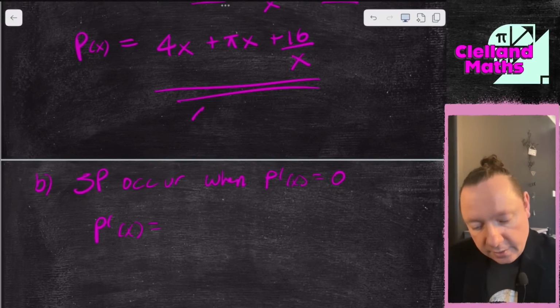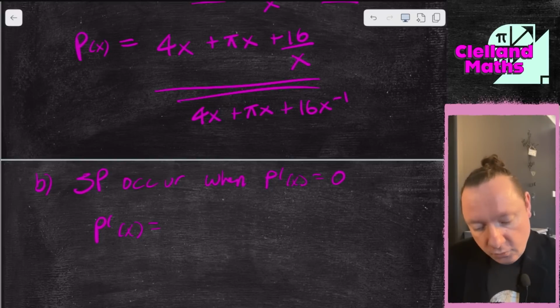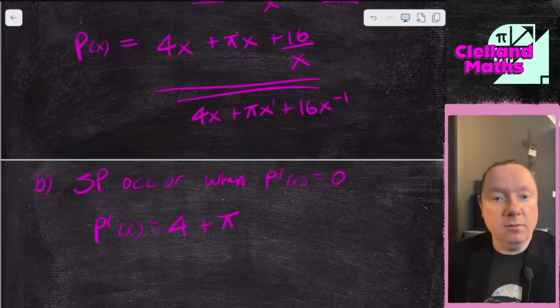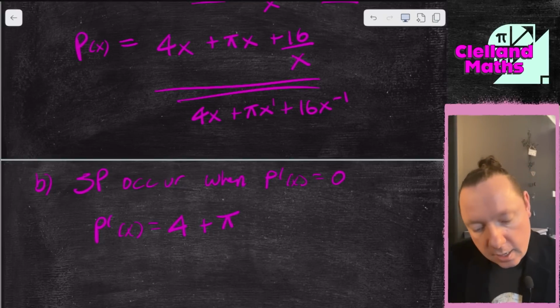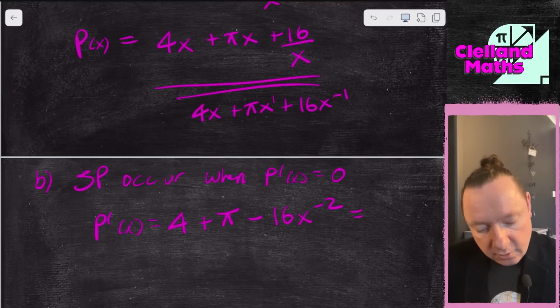Let's just get this ready to differentiate. 4x plus pi x, pi is just a number, plus 16, and then just take the x up to a minus 1. So 4x becomes 4. Pi x, that's a power of 1, 1 times pi is pi. X to the 0 is gone. Then minus 16 x to the minus 2. And we're saying that equals 0 because we're looking for stationary points, for minimums and maximums.